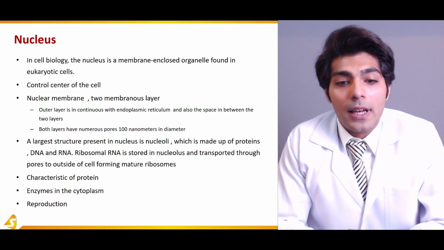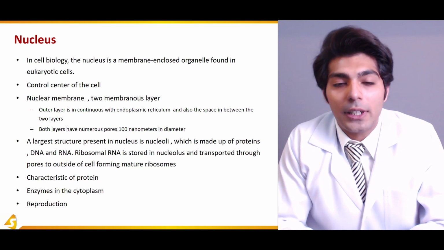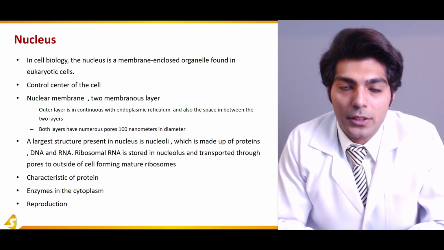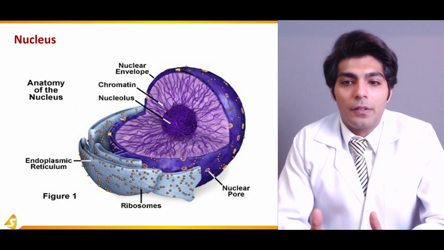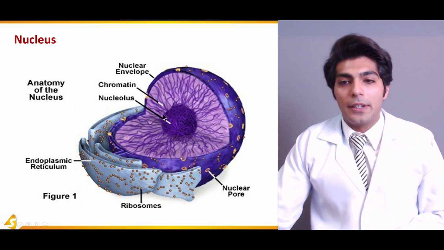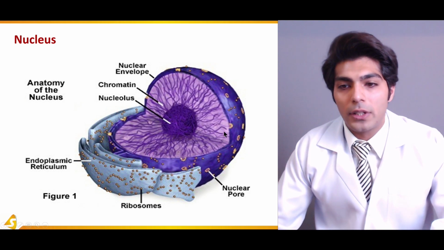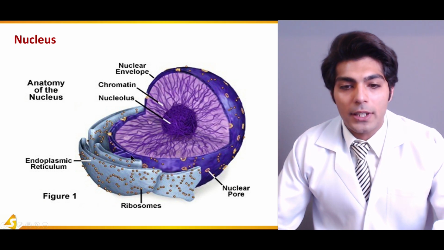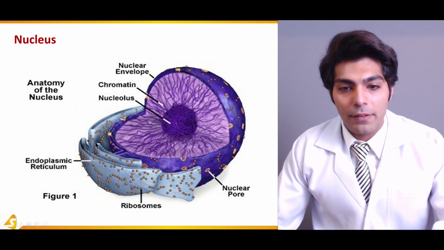So enzymes in the cytoplasm, reproduction, and the characteristics of the protein, these are the functions performed by the nucleus. In the diagram, you can see there is a nuclear envelope on the outside. There are 2 membranes, the outside membrane and the inside membrane, with numerous pores, and the outside membrane of the nucleus is continuous with the rough endoplasmic reticulum, which is studded with ribosomes, which we have discussed earlier regarding the function of the rough endoplasmic reticulum.